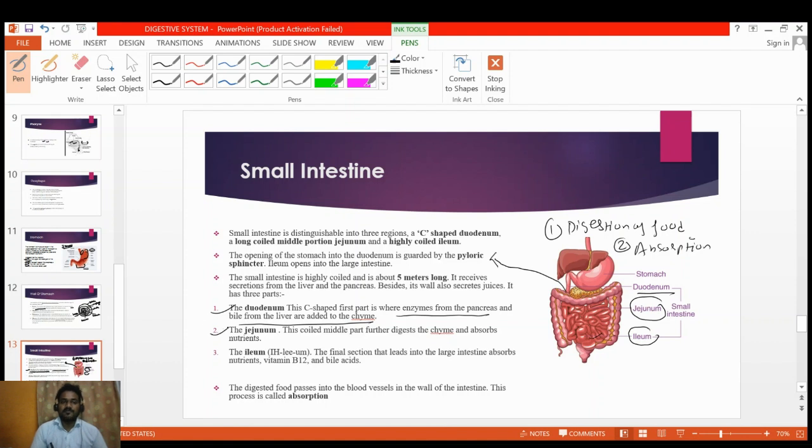Next to this, we have the jejunum region. The food is passed to the jejunum region. It's a coiled middle part, where the major absorption takes place. And finally the ileum region, the final section of the small intestine. And next to this, as it ends, it reaches the large intestine.